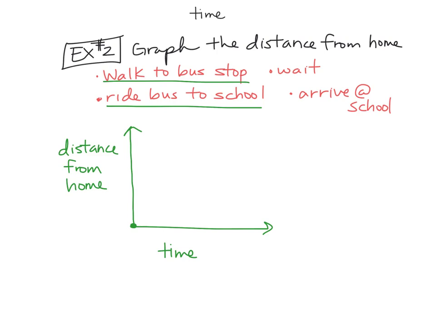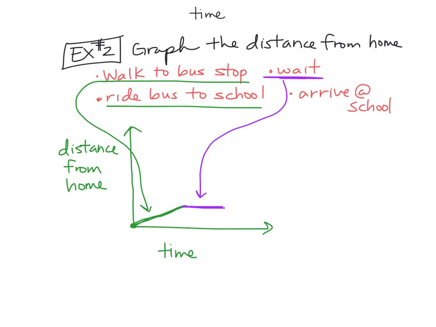Okay, so if we are going to walk to the bus stop, that would probably be on less of a slope, right? Something like that. So that would be our first little chunk here. And then, like Olivia said, when we wait, that's going to be a horizontal line because time is increasing, but your distance from home is not. Okay, so this wait is this piece. Okay. Then when we ride the bus to school, what happens to that next line?